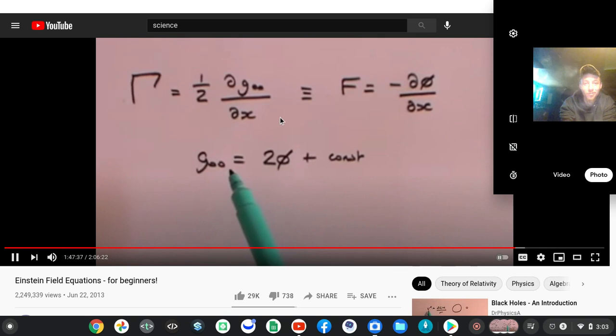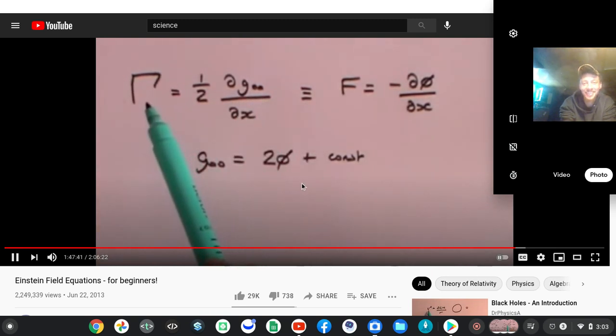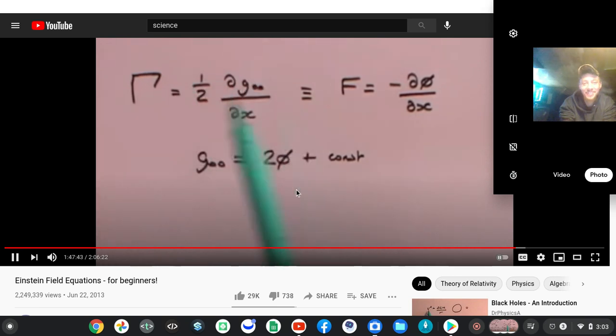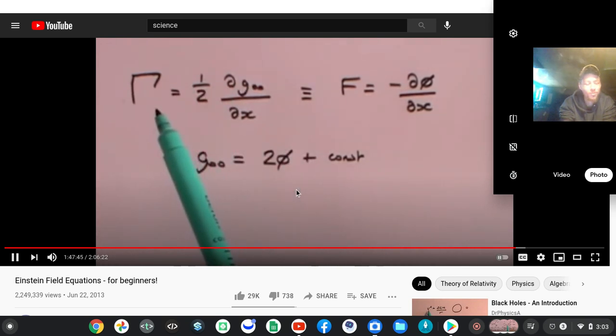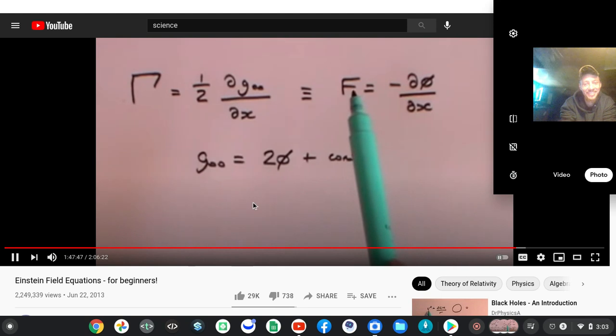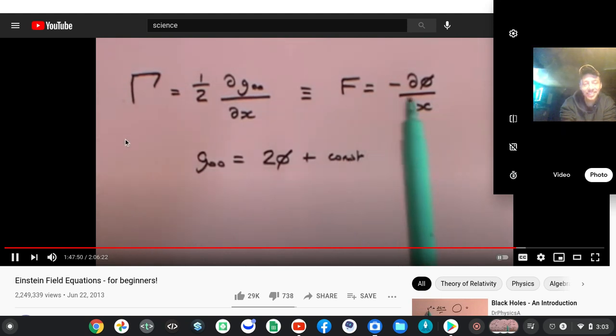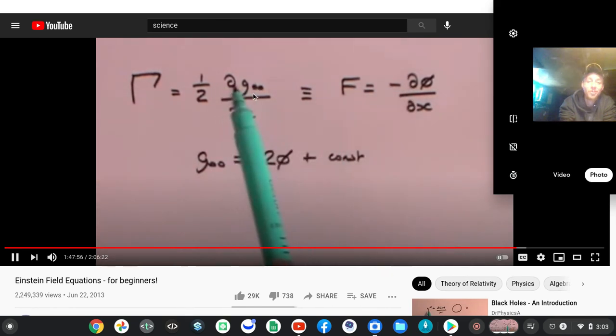We don't need to worry too much about that here. We're looking at the principle here. What we're saying is that because the Christoffel symbol equals that, and the Christoffel symbol has a kind of force equivalence, and in Newtonian mechanics, force is equal to minus the differential of the potential energy, you can therefore equate these two terms.